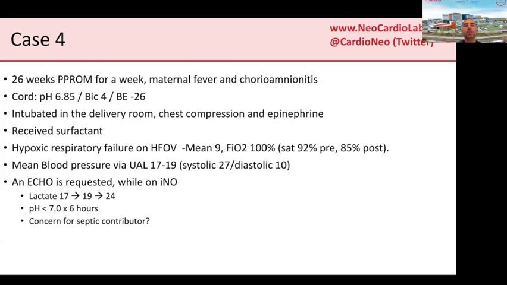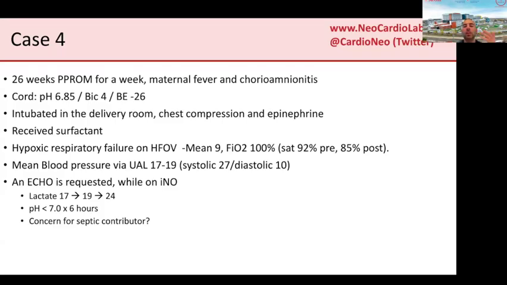Okay, 26 weeks, PPROM, 4 weeks of maternal fever, chorio, cord pH 6.9, base excess minus 26, intubated in the delivery room, chest compressions, epi, received surfactant, right away in severe hypoxic respiratory failure, mean airway pressure of 9, FiO2 100%. Mean blood pressure via the UAL, which is a postductal blood pressure, gives you around 17 to 19, with systolic of 27, diastolic of 10. So low systolic, low diastolic, low mean.